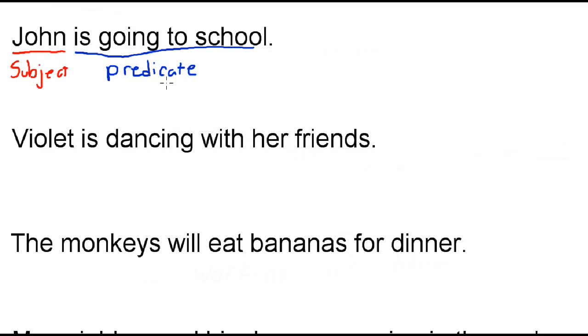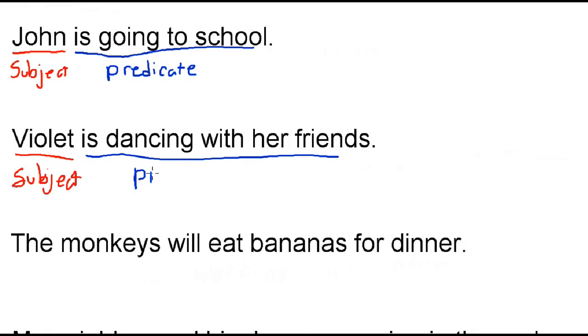Alright, what about the next one here? Violet is dancing with her friends. Well, is dancing with her friends is talking about Violet, correct? So Violet is the subject in this case. Is dancing with her friends is saying something about Violet. So is dancing with her friends is the predicate.